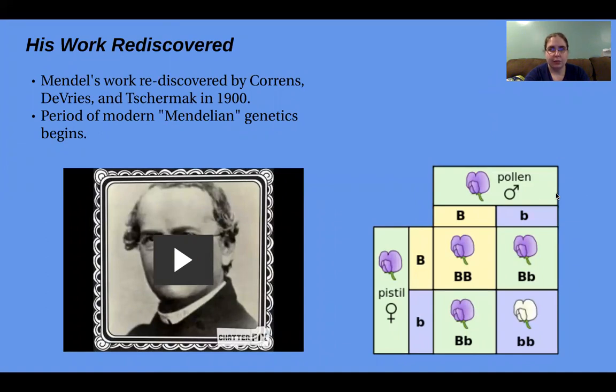His work was lost for a period of time. Not lost, but he kept very good records, but he kept it all at the monastery and no one really ever saw it. But eventually in the 1900s, his work was found by three individuals, Correns, De Vries, and Tschermak. And when they found his data and his conclusions, they actually went back, tried out the experiments themselves, found that they worked, and that their conclusions matched his conclusions. But instead of taking credit for it, they actually gave credit to Mendel. And this is when the period of modern genetics begins, what we also call Mendelian genetics, named after Gregor Mendel.